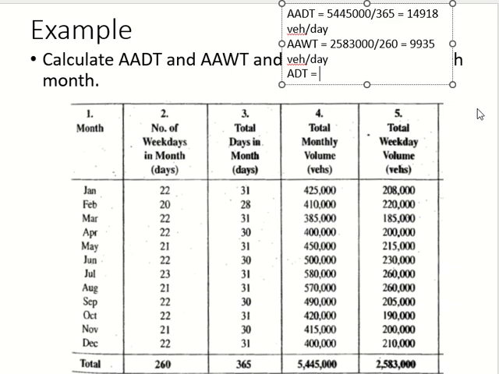But it's not fixed. If the data is given for every week, then ADT will be for 1 week. So it is not fixed, but here it is 1 month, so I will take it for 1 month. And 1 month total or weekdays? Total. So I am taking it for January, for example.